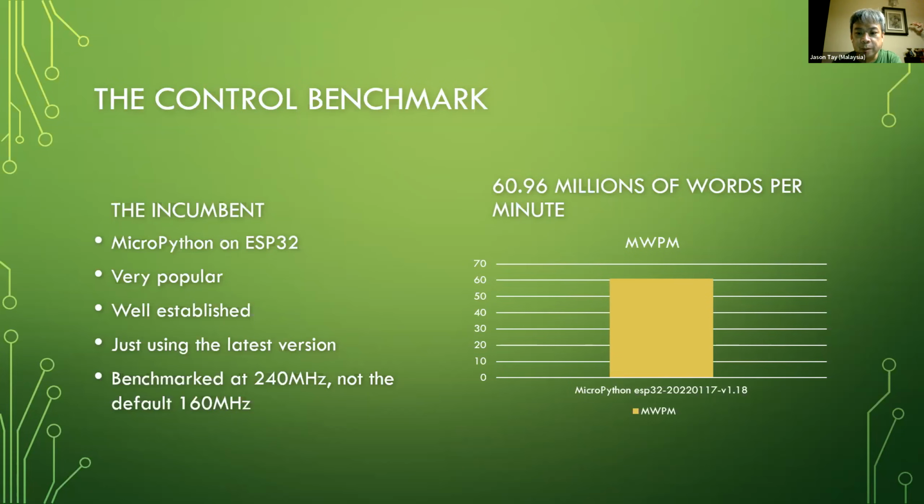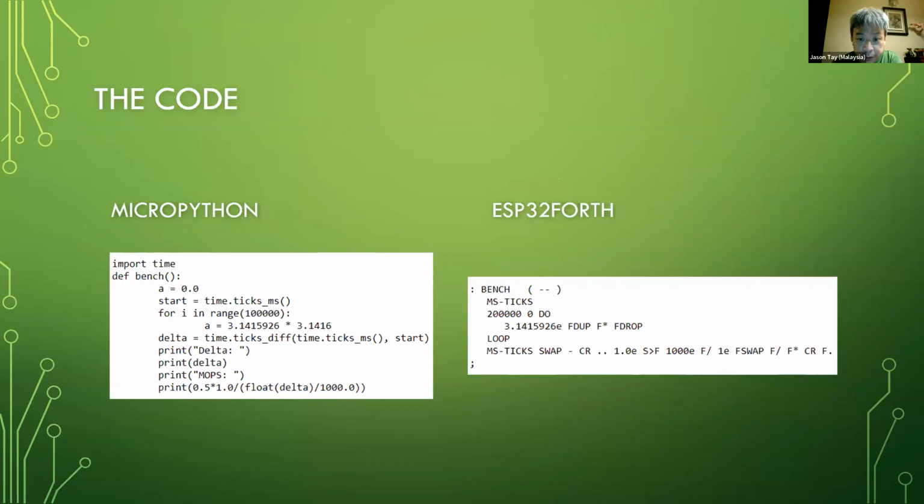You could say that MicroPython does an equivalent of around actually 1 million operations or words per second, or almost 61 million words per minute. This is the code that I used on both. Like I said, it's not supposed to be highly optimized.